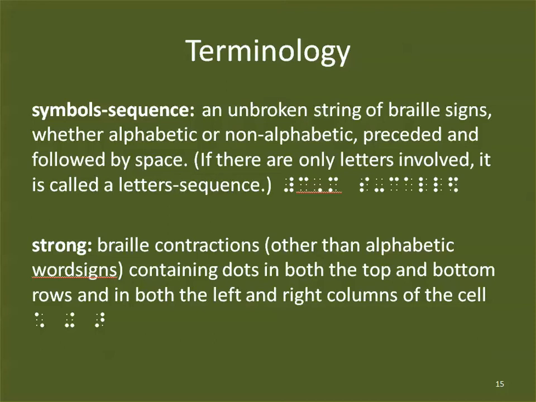Another example is the ing contraction. We have a dot in the upper part of the cell, a dot on the left, or 2 dots in the lower part of the cell, a dot on the left part of the cell, and 2 dots on the right part of the cell. That's a strong contraction. The contraction for AR is dots 3, 4, 5, 5. Dots on the top, bottom, left, and right. It's a strong contraction.